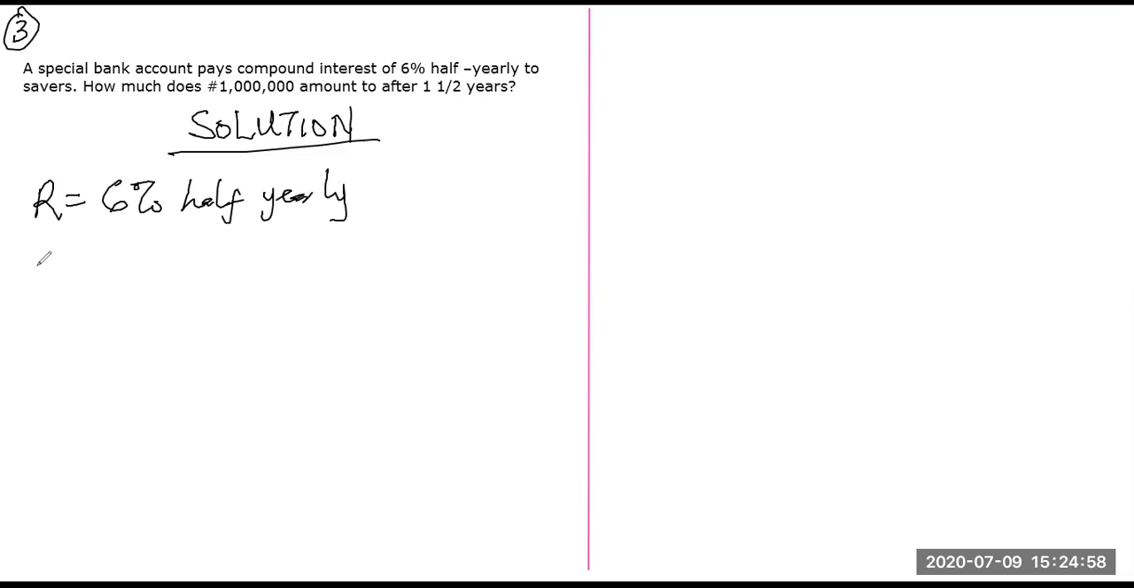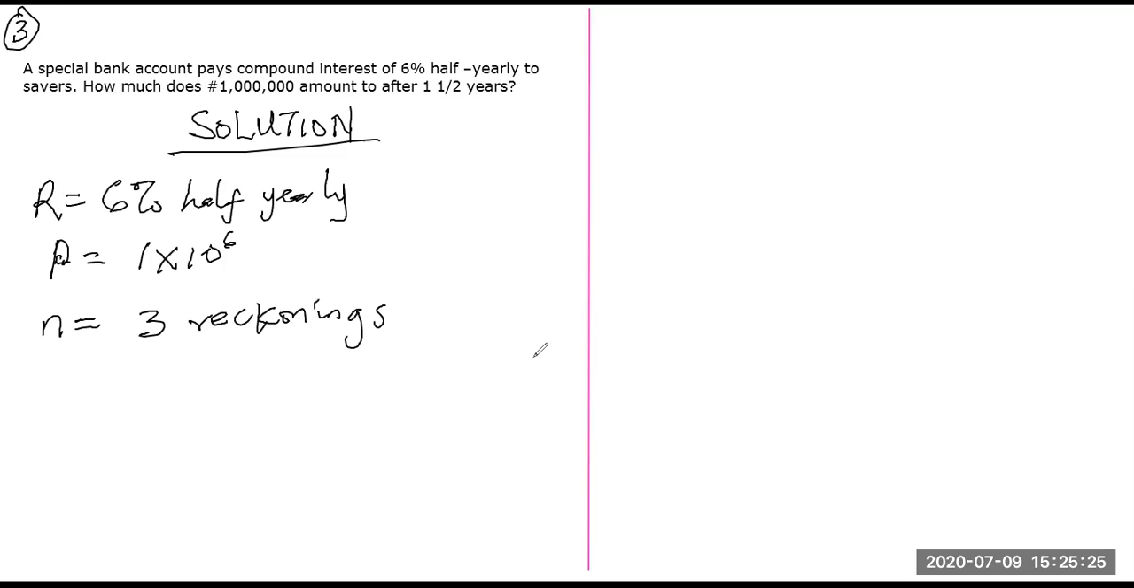All right, while our P, of course, is 1 exponent 6 million naira. Then what again do we have? Our N, because how many half a year do we have in 1.5? Of course, we have 3. All right, that's a simple math. Okay, so N is equals to 3, 3 reckoning periods.